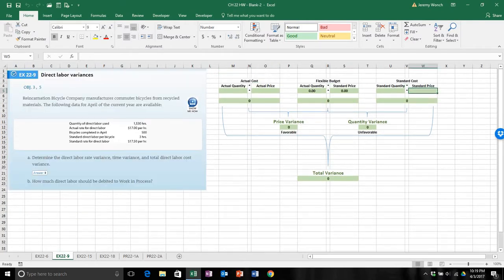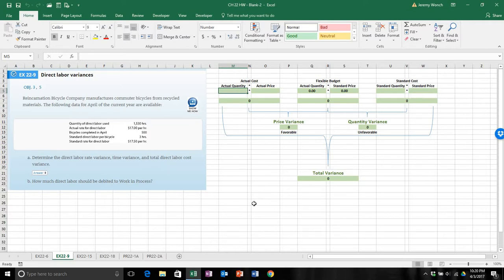All right, so let's jump to problem 22-9. And in this problem, we have Reincarnation Bicycle Companies manufactures commuter bikes, and it gives us some information for April. So we can actually start filling in our little chart graph. I guess it's neither one of those. Anyway, so actual quantity.